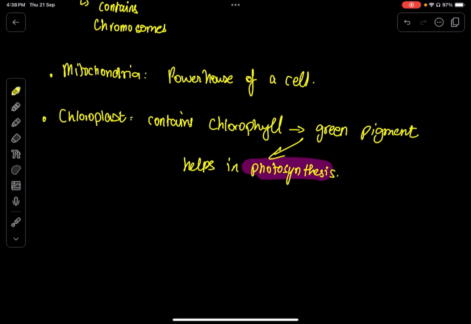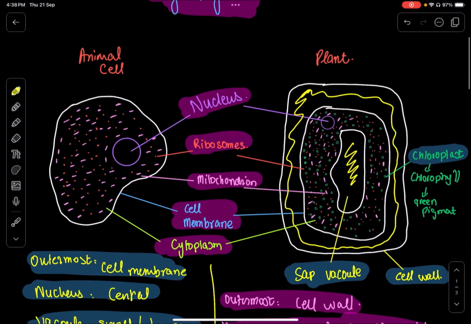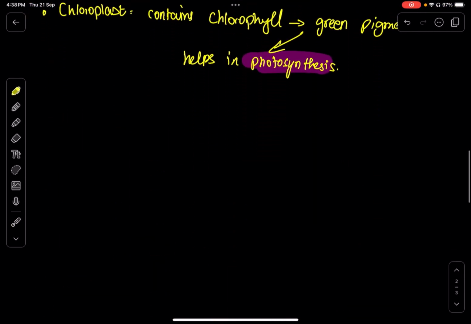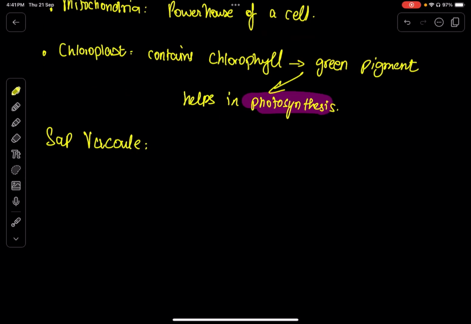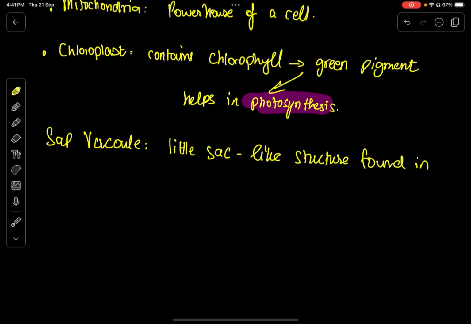And then comes the big boy, the sap vacuole. This one right here, the big one. Now, what is a sap vacuole, one may ask. Sap vacuole is a little sac-like structure found in cells that are filled with fluids.